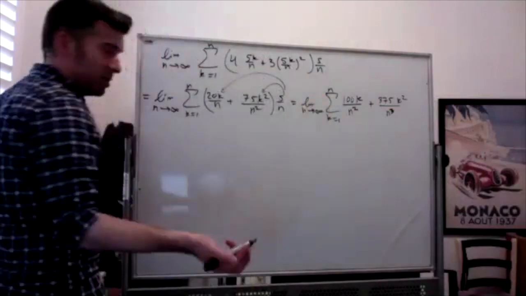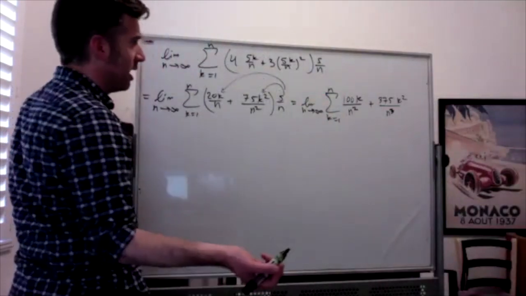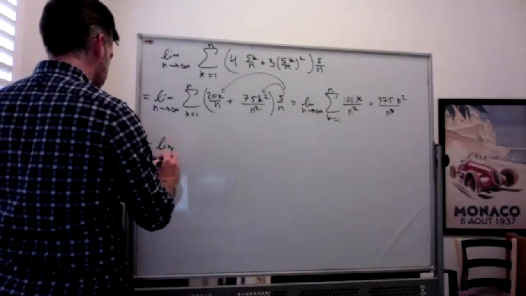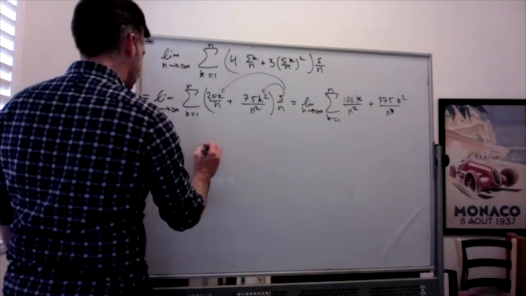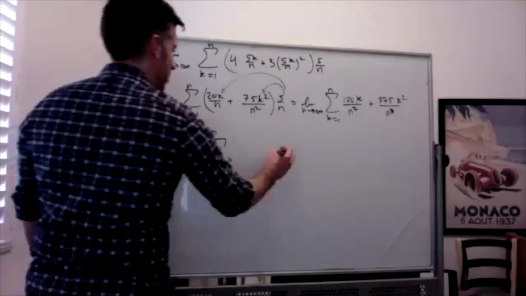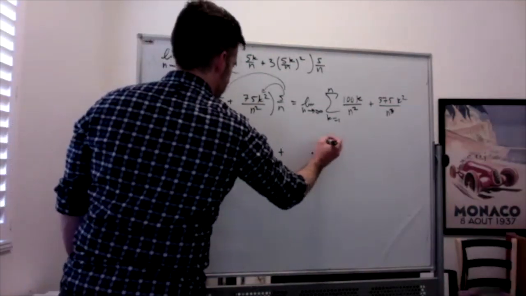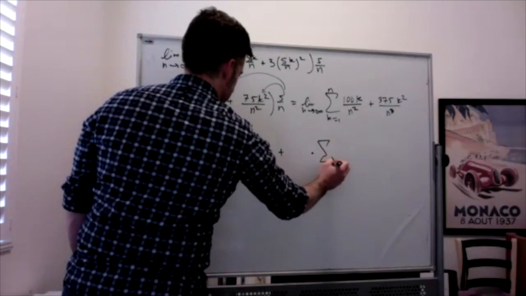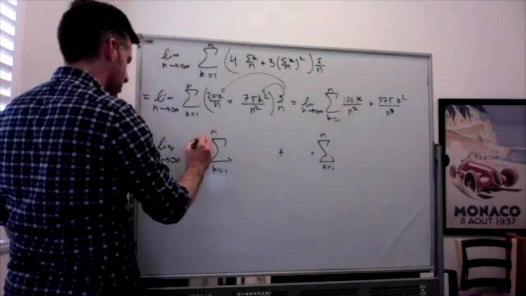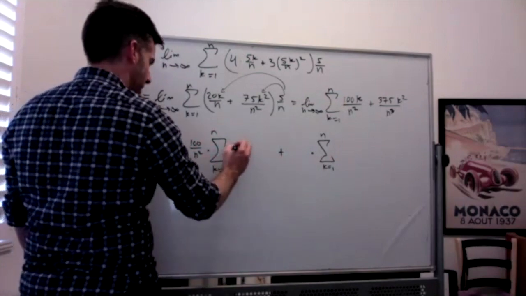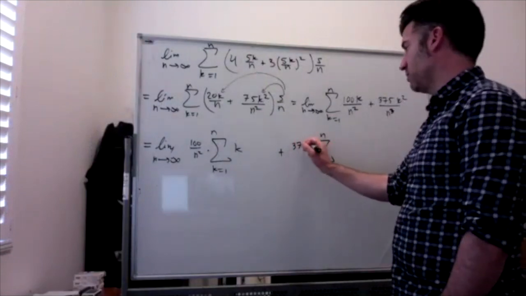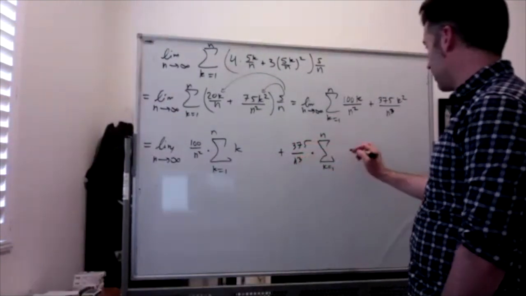So now we're going to pull out everything. We're going to break this into 2 separate sums, and then we're also going to pull out the constants. So I'm going to write this as the limit as n goes to infinity of a constant times a sum, k equals 1 to n, plus another constant times a sum, k equals 1 to n. The first one, I can factor out the 100 over n squared, and we're left with k. For the second one, I can factor out the 375 over n cubed, and we're left with k squared.